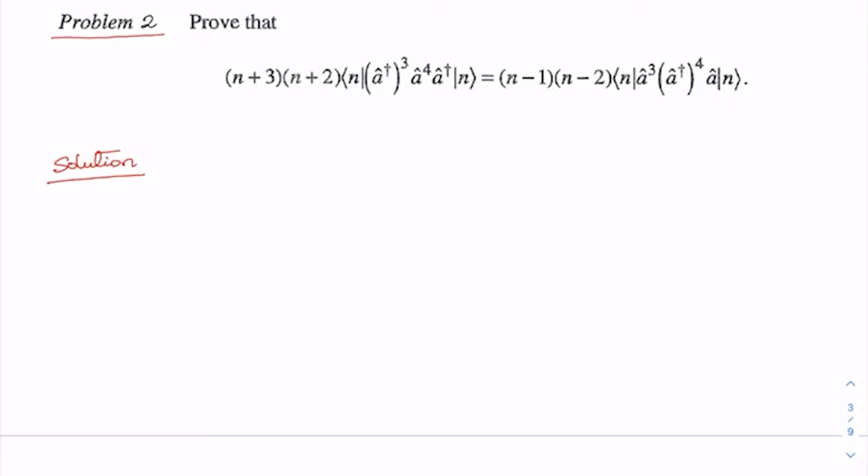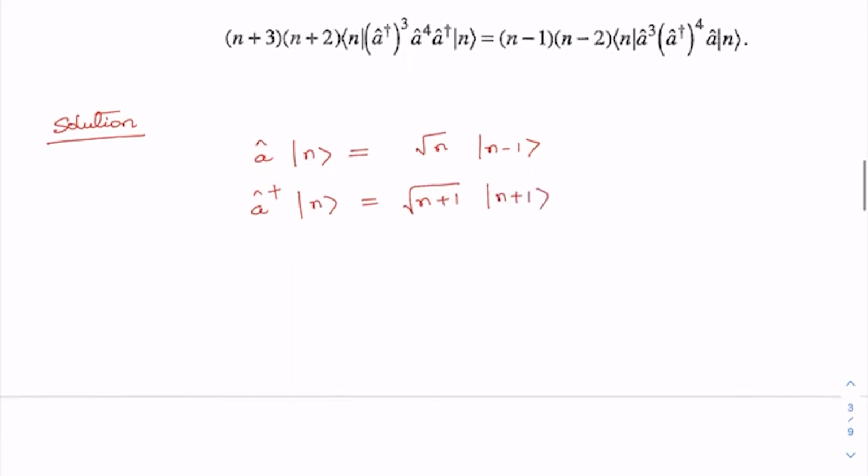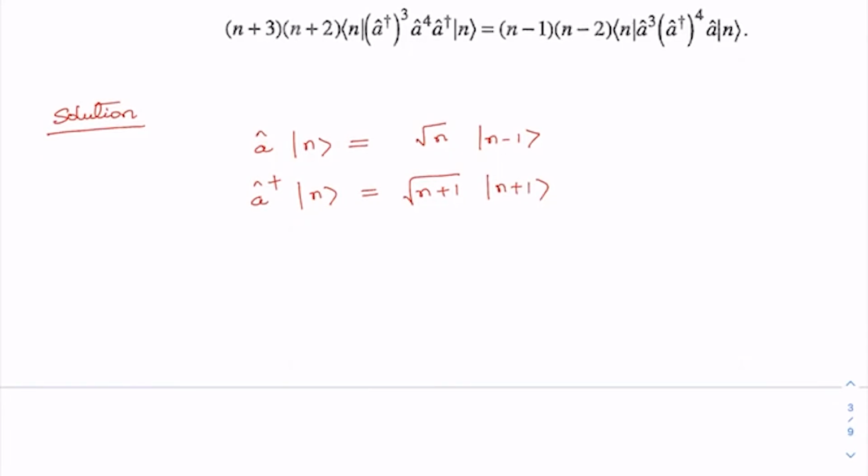We know that when the annihilation operator operates on the number state, we get square root of n times |n minus 1>. And if the creation operator operates on the number state, we get square root of n plus 1 times |n plus 1>. So we have to utilize this relation. Let us look at this relation first.